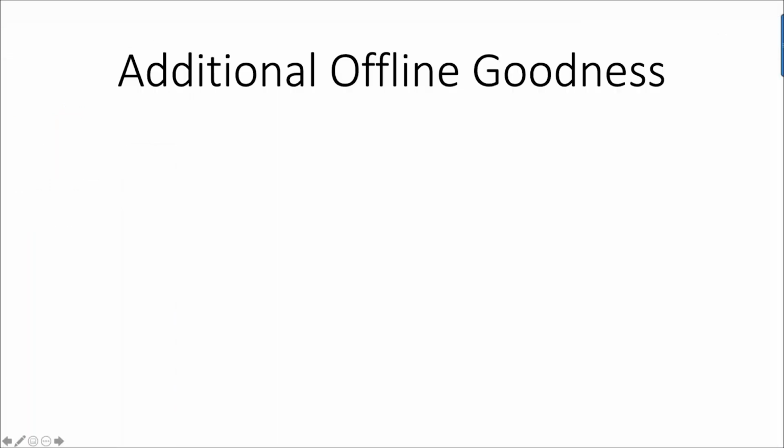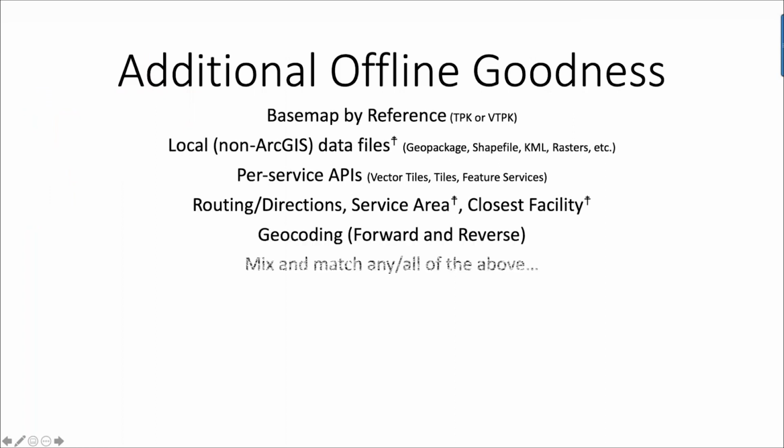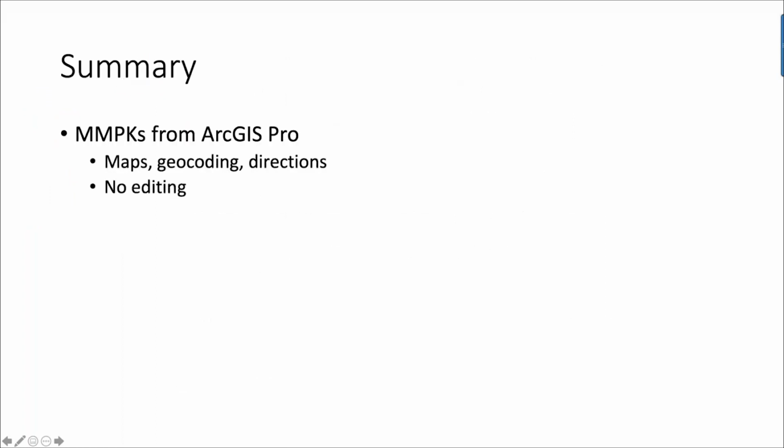Okay, one last slide. We've been through all this. Just a summary of what we covered. You can get mobile map packages from ArcGIS Pro. There's no editing, but you do get geocoding and directions can be included in multiple maps.